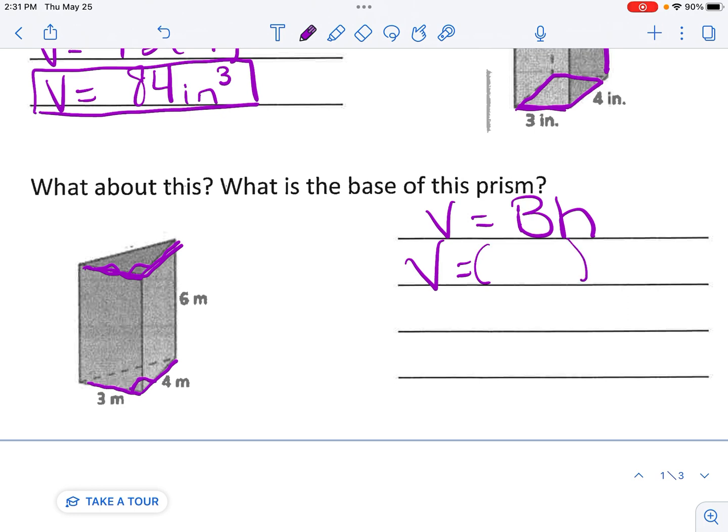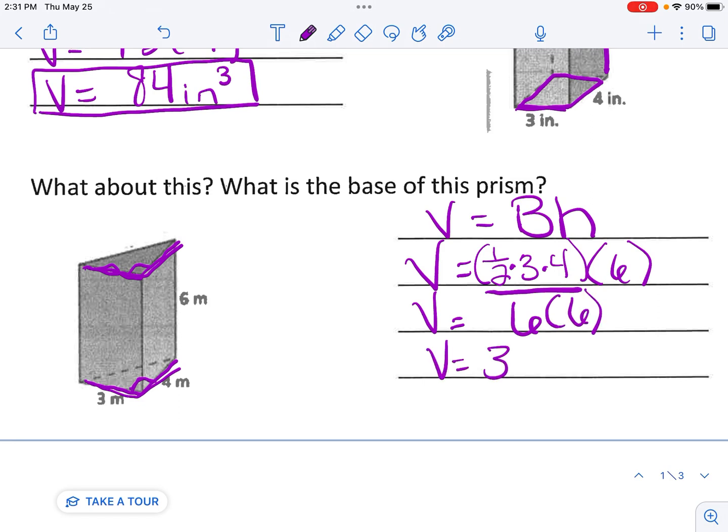Now, the area of a triangle is 1/2 times base times height. So I got that 3 and 4 from here, and then my height is 6. We obviously need to do that problem first, the area of the base. So 3 times 4 is 12. Half of 12 is 6 for the area of the base, the area of the triangle. Times the height would give us 36 cubic meters.